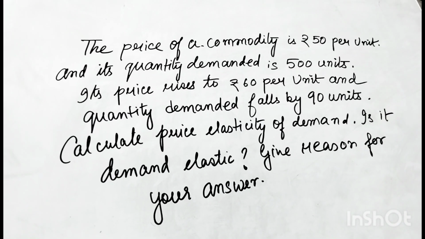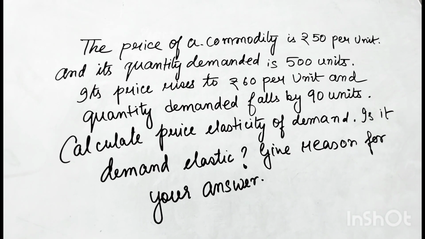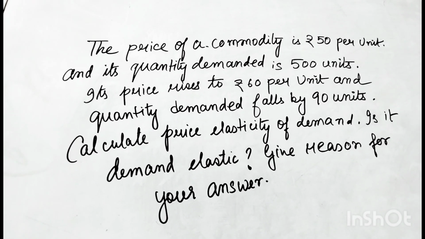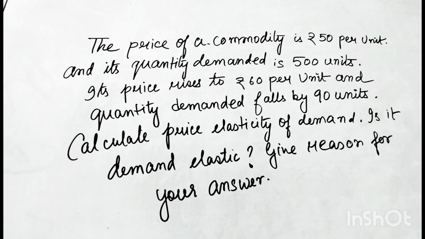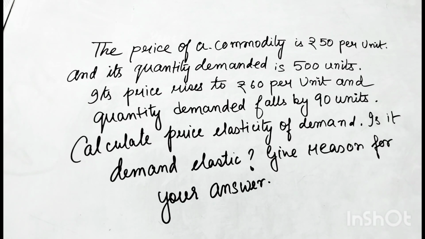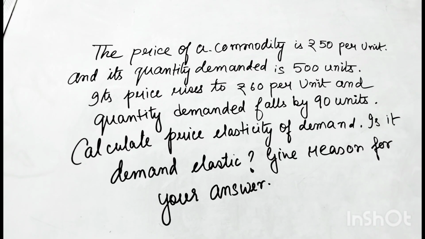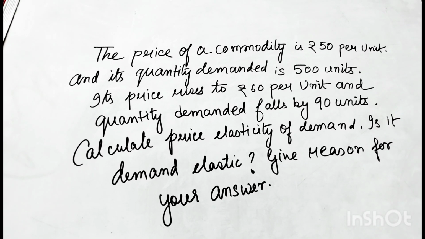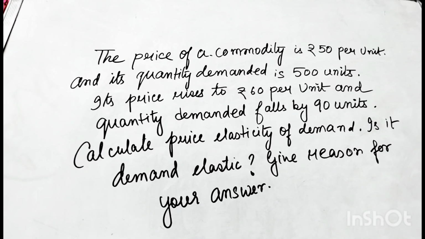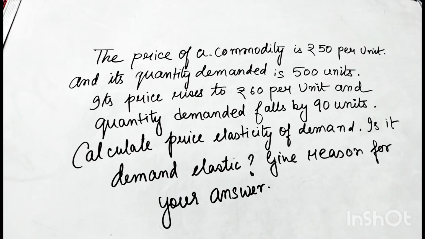So please write down this question and try to do it on your own. I will help you out, but you all try to do this on your own. First you copy down the question: the price of the commodity is rupees 50 per unit and its quantity demanded is 500. So what is given? Price is given, quantity demanded is given. Now the price rises to rupees 60 per unit. That means the new price is given. Quantity demanded falls by 90. Change in quantity demanded is given in the question.